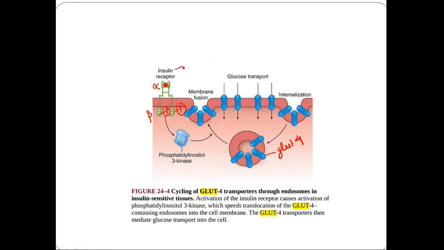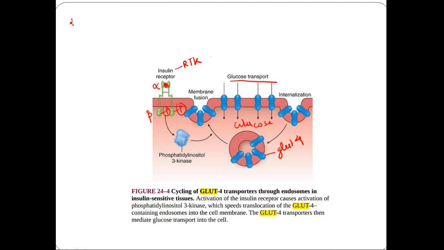This insulin receptor is also called a receptor tyrosine kinase. So it has tyrosine kinase activity. It will activate phosphatidylinositol-3 kinase and it will cause this vesicle to undergo membrane fusion, and because of this, GLUT4 will be translocated into the cell membrane, and this will transport glucose from the outside of the cell to the inside. When this insulin is removed later and signaling stops, this will again undergo internalization.